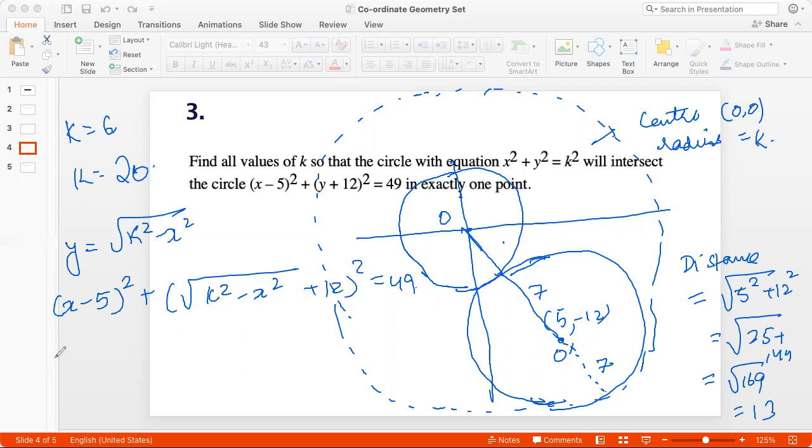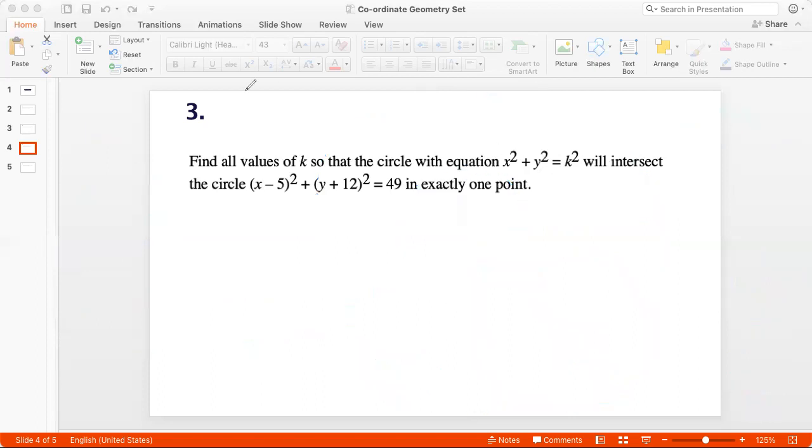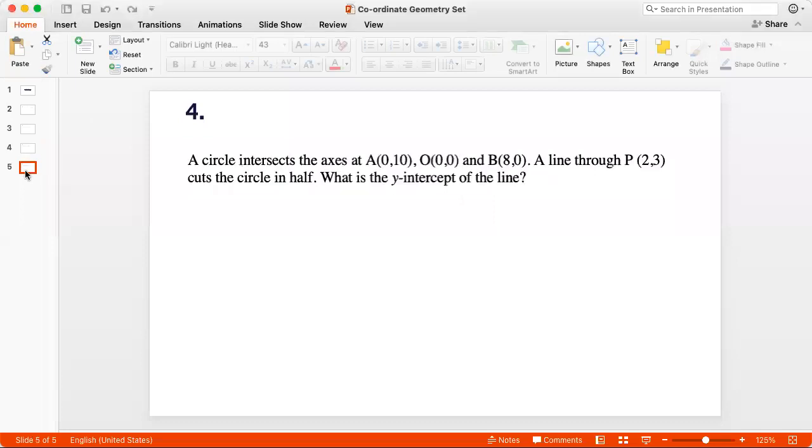So I'll just show you the next step here. x squared minus 10x plus 25 plus k squared minus x squared plus 144 minus 24 times square root of k squared minus x squared, and that's 49, right? So we have squared x minus 5 and we have squared this. And you see it's getting a little complicated looking now, right? So it's just better to do this graphically. Okay, so that was question 3.